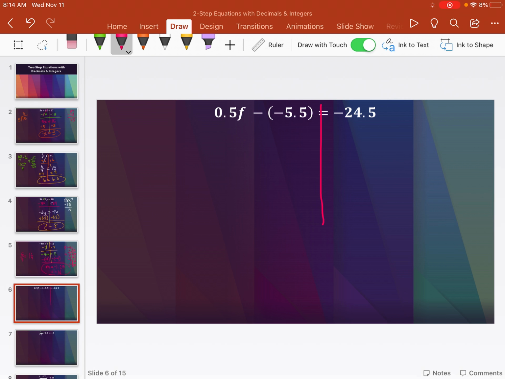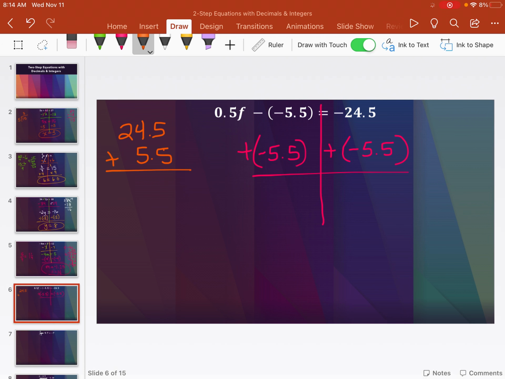Okay, here's another little bit tricky one. Remember that when we get rid of a minus negative, we're only ever changing the operation, not the sign. So instead of subtracting negative 5.5, I'm going to be adding negative 5.5. Adding negative 5.5. Same signs, add and keep. So I'm going to do 24.5 plus 5.5.